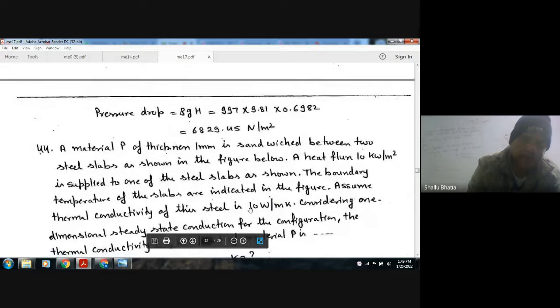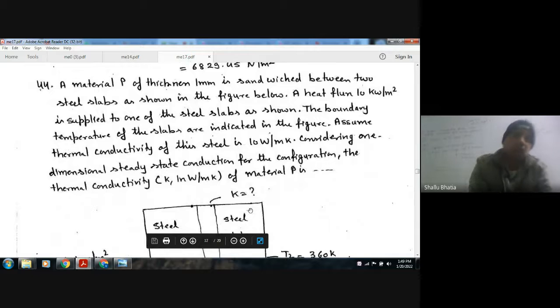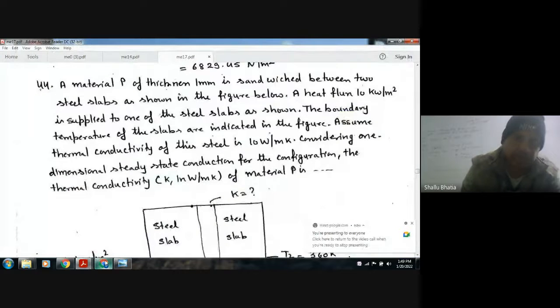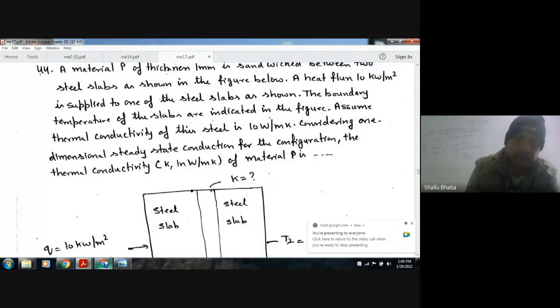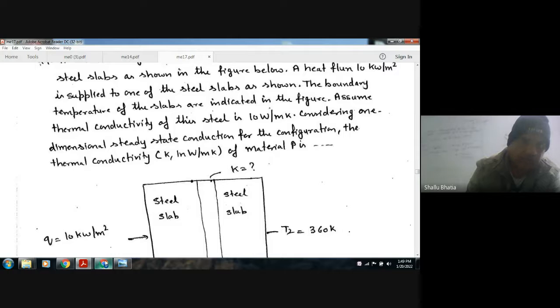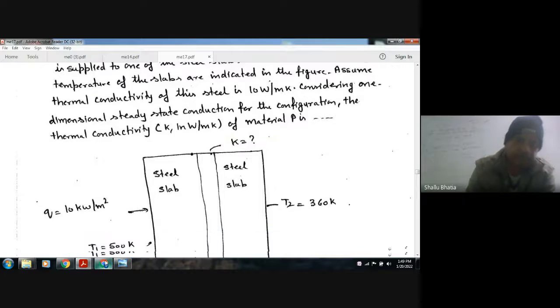Next question. A material P of thickness 1 mm is sandwiched between two steel slabs as shown in the figure below. A heat flux of 10 watts per meter square is supplied to one of the steel slabs as shown. The boundary temperatures of the slabs are indicated in the figure. Assume the thermal conductivity of the steel is 10 watt per meter per Kelvin. Consider one-dimensional steady state conduction. The thermal conductivity of the material P is to be found.